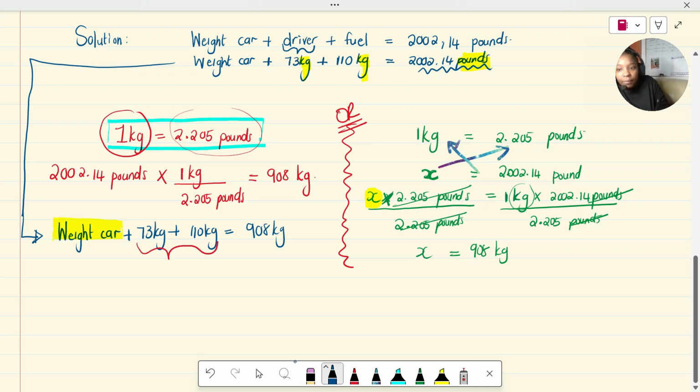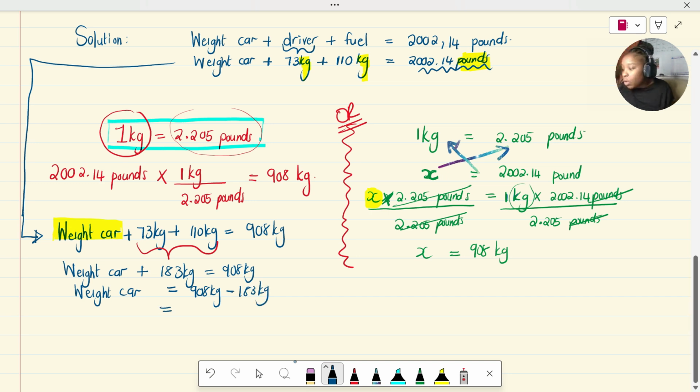So it's just going to be the weight of the car is equal to 73 plus 110 kilograms, that is just plus 183 kilograms is equal to 908 kilograms, right? What's left for us to do? You just need to take the 183 kilograms to the right hand side. So it's 908 kilograms minus 183 kilograms. Therefore, the weight of the car is actually equal to 725 kilograms. Okay, that is the weight of the car.